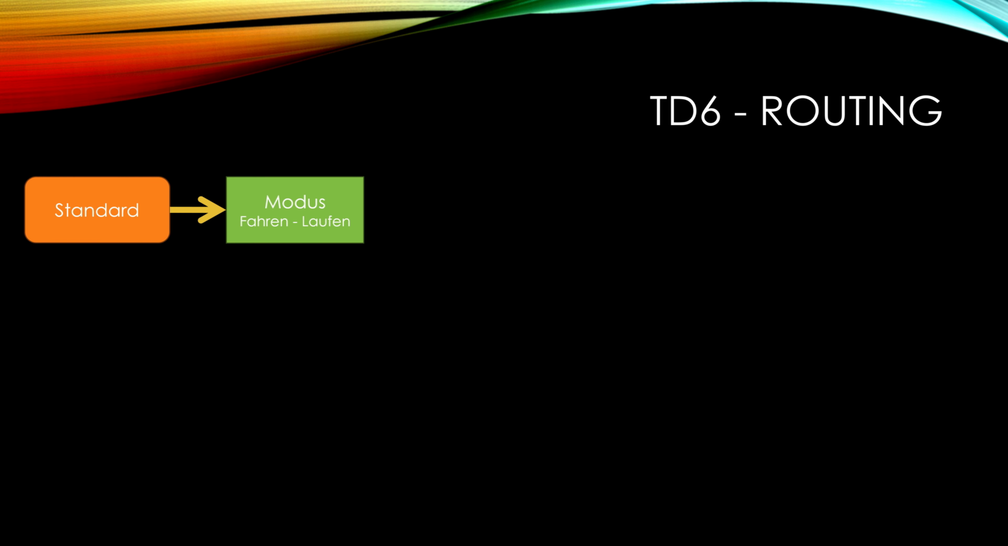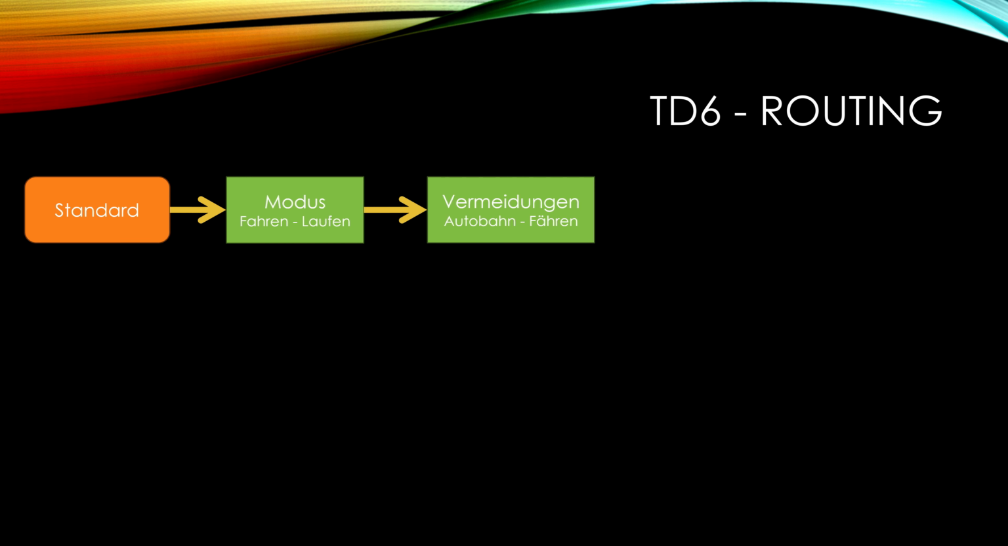The standard routing can distinguish between running and driving. In addition, there is transit for the use of public transport, but this is currently not used in Track of the Day. Standard routing knows avoidances such as highways, ferries, etc. A total of 18 different combinations are possible here.